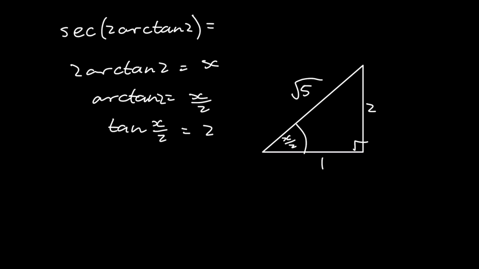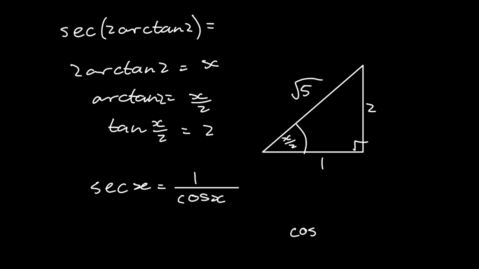Okay, so that's fair enough, but now we need sec of something, sec of x, because sec of x is the same as sec of 2 arctan of 2. So if we're trying to solve for sec of x, then we're also trying to solve for cos of x, because sec of x is 1 over cos of x. But now we have a triangle with x over 2. So here's where an identity comes in handy.